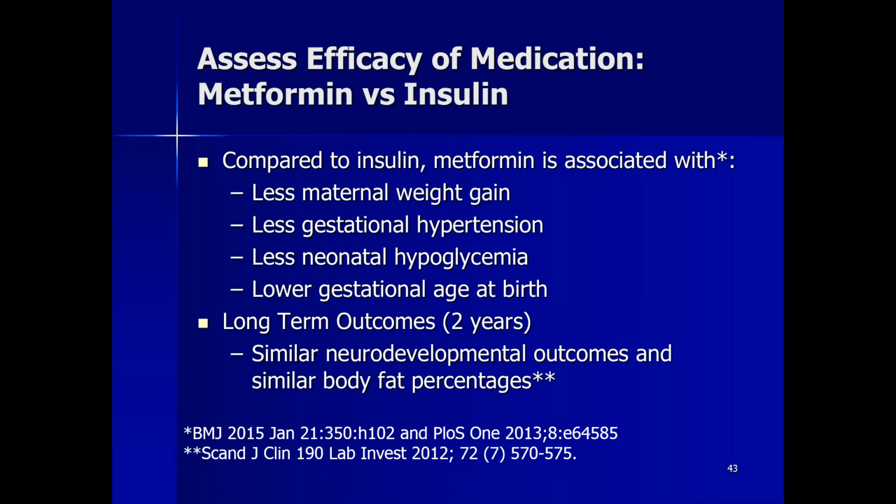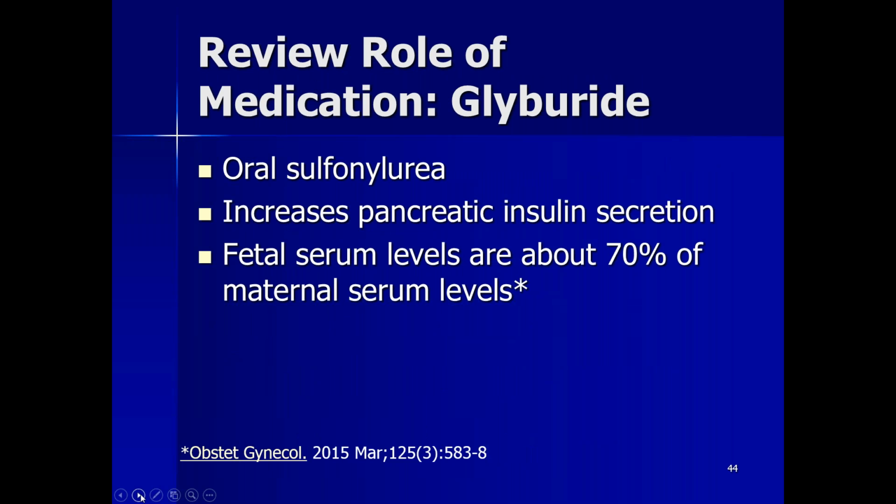Metformin stacked up against insulin, you get less weight gain, you get a little bit less hypertension, you get a little less neonatal hypoglycemia, at least in these two studies I'm quoting here, and a little bit lower gestational age at birth. Long-term outcomes, very similar neurodevelopmental outcomes, and again, trying to speak to the long-term issues, similar body fat percentages for the toddlers. That should reflect what is a possible risk for childhood obesity.